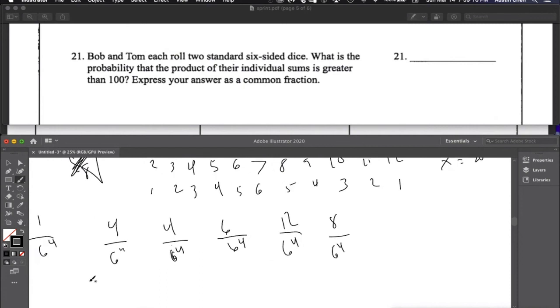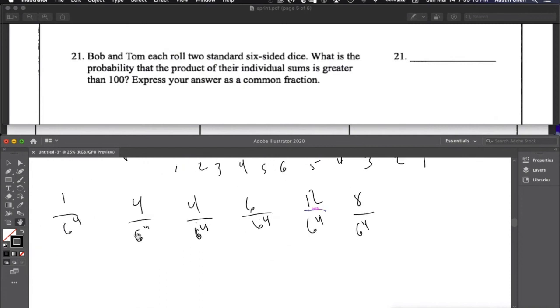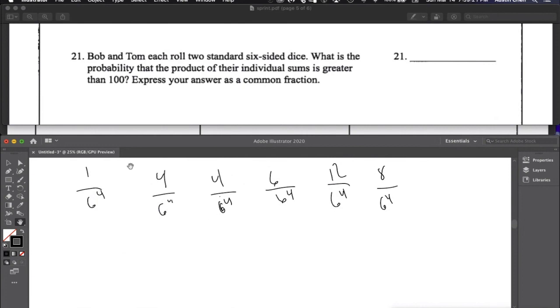Now you add this all up. And I'm just going to add all of the tops first. And it's going to be all over 6 to the 4. So I'm going to have 5, 9, 15 plus 20, which is 35. So I'm going to have 35 over 6 to the 4. So obviously 35 doesn't have any factors of 2 or 3. So this is not simplifiable.